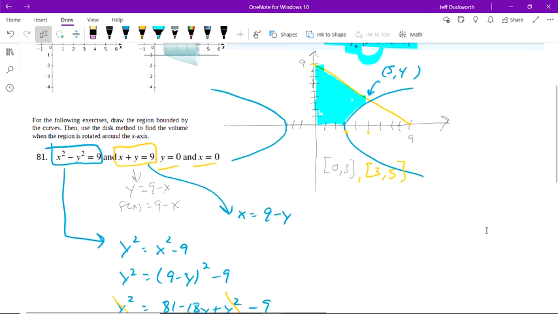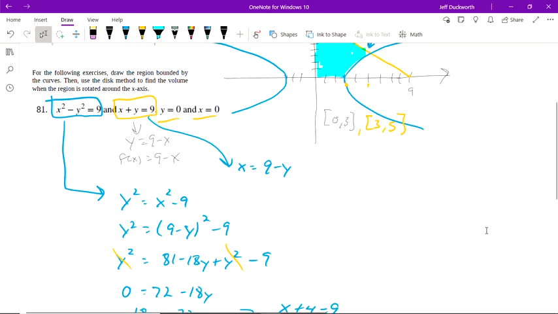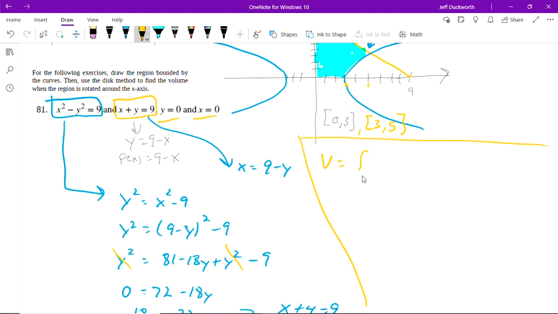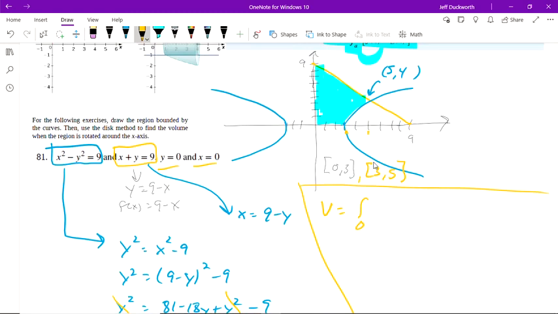All right, so room. Let's try it right here. We'll see what we can do. So our volume here for the first part goes from 0 to 3. And that's going to be, there's a pi out front, and we have that 9 minus x quantity squared dx.